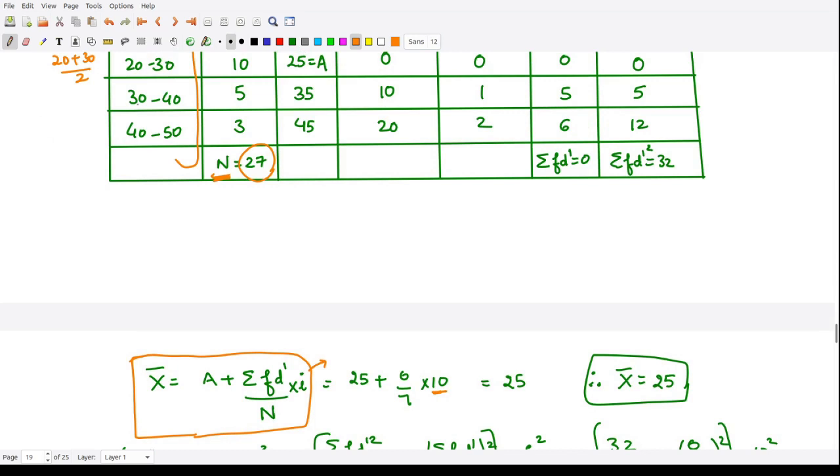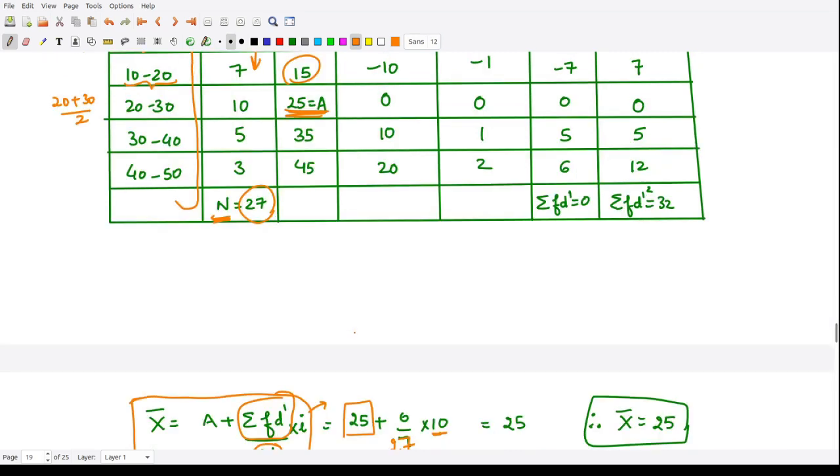10 to 20, 30 to 40, so that means it is 10, and we also know what n is. N is equal to 27 here, and A we have assumed to be 25. This is by our assumption; we can choose any other quantity as well. For summation f d dash, we have to calculate this quantity. So let's see how we can calculate that.